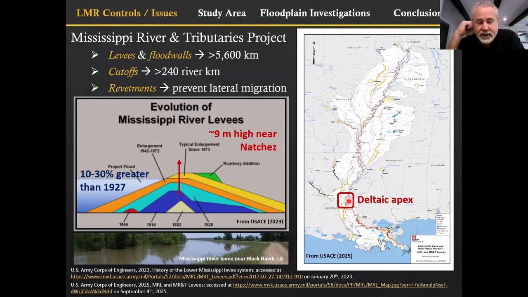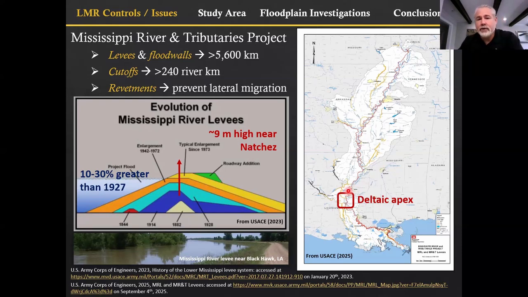And so that's a large overarching question that prompts some of the investigations that we've done. In the vicinity of our study area, the levees are about 9 meters above floodplain level, and they're intended to accommodate a flood that would be 10 to 30% greater than the infamous flood of 1927.